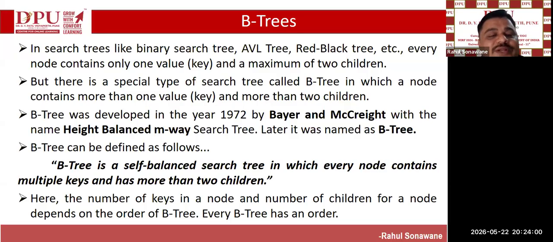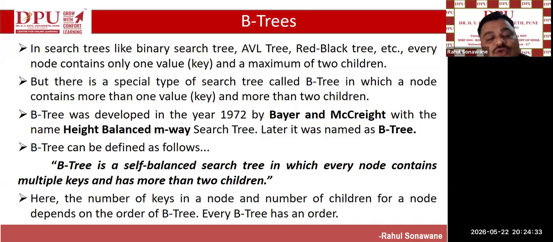It was developed in 1972 by Bayer and McCreight. Therefore, using their initials, they named it the B tree. Initially it was called a height balanced M-way search tree, that is, an M-way search tree with the balancing property. It means all the left and right subtrees are maintained at the same level. Later it was renamed to the B tree.